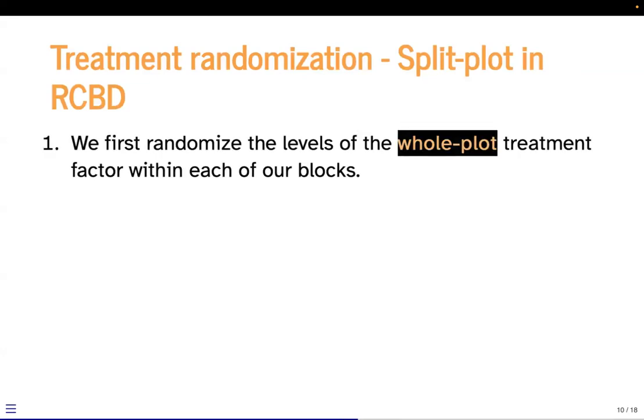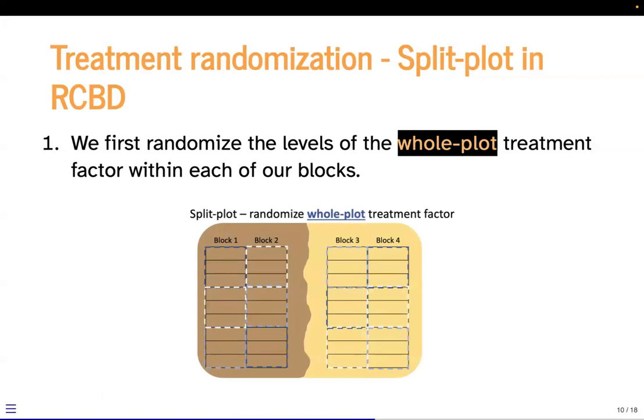All right, so remember that in the randomized complete block design, we randomize treatments within the block, right? So each block receives a different, separate, independent randomization from the other blocks. In this case, we're going to do that still, but the first thing that we will randomize is the whole plot treatment factor within the blocks. This is how that would look.